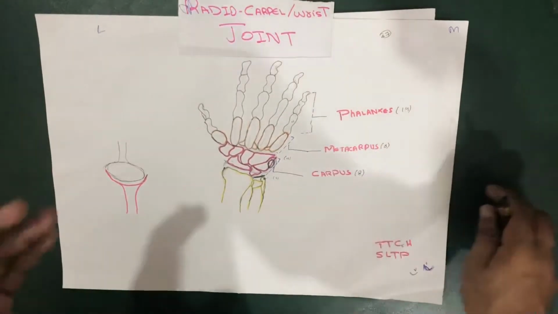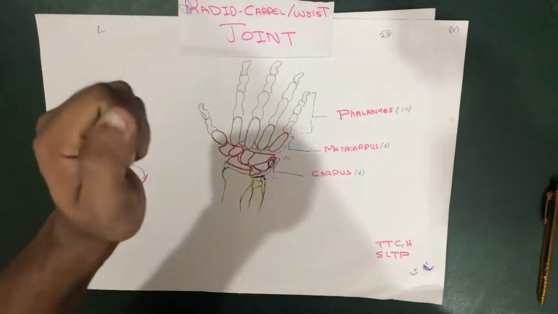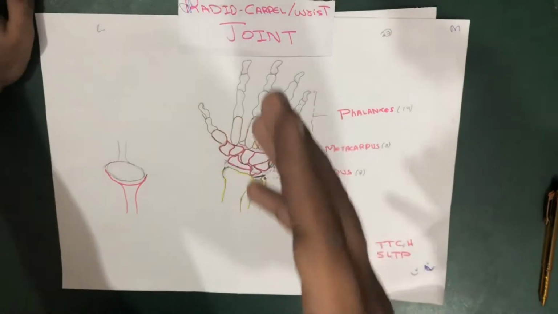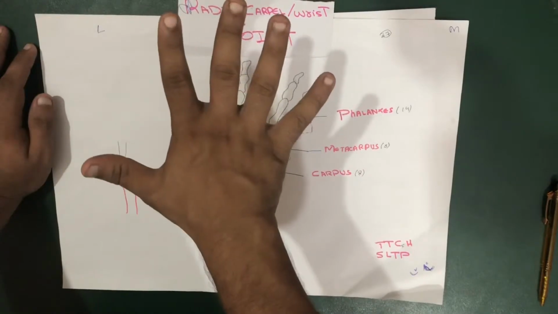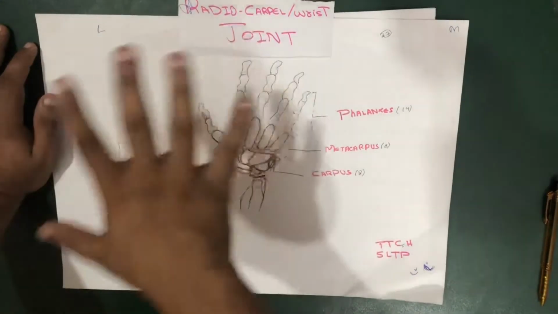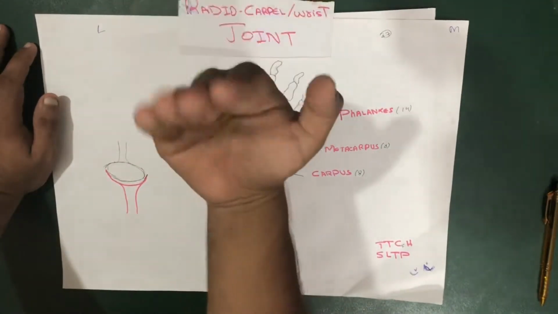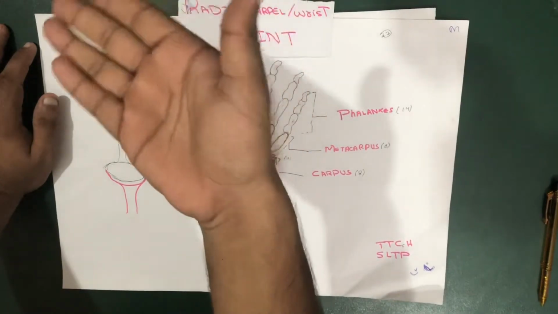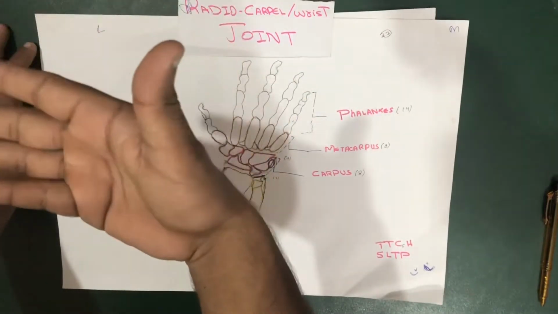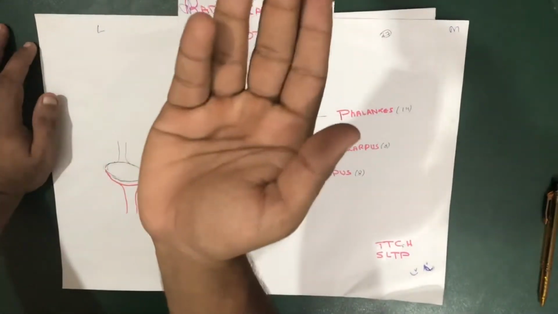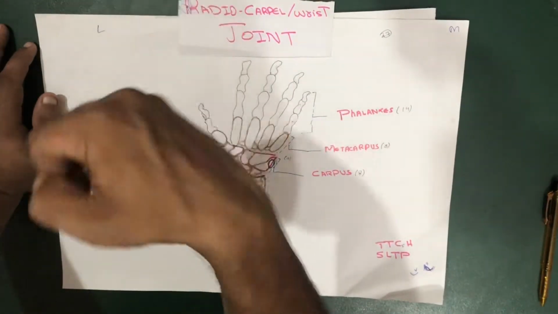There are only 5 possible movements in the wrist joint. Remember this. If somebody asks you how many possible movements there are in the wrist joint, you simply say 5, showing it with your fingers. There are only 5 movements possible. What are those? Flexion, like this is the flexion, extension, adduction, and abduction. These are 4 of them. And what is the last one? It's circumduction.